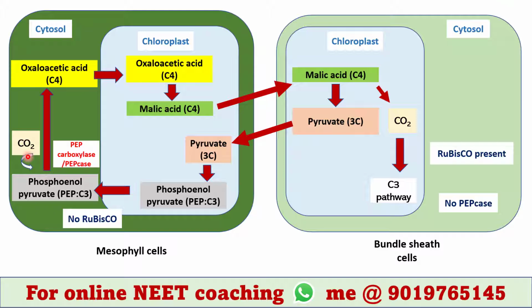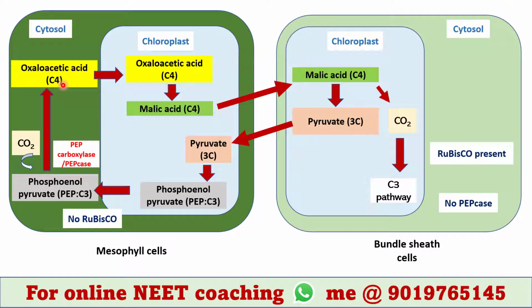Here, a CO2 acceptor is present in the cytoplasm called phosphoenol pyruvate or PEP, which is a 3-carbon compound. And the enzyme PEP carboxylase or PEPcase is responsible for the fixation of CO2 with PEP, which yields oxaloacetic acid, which is a 4-carbon compound. Since this is the first stable product in this pathway and this is a 4-carbon compound, it is called C4 pathway.